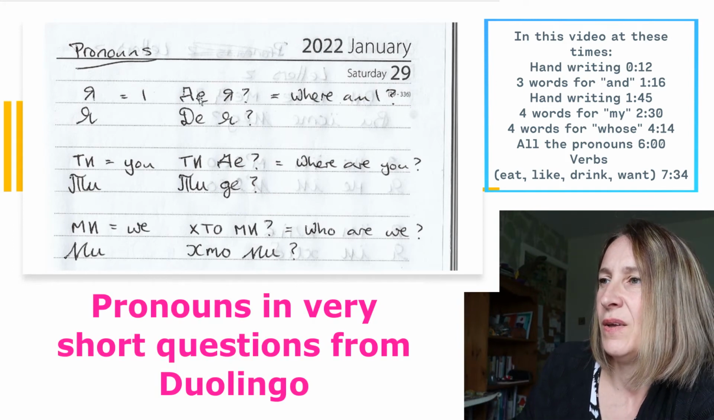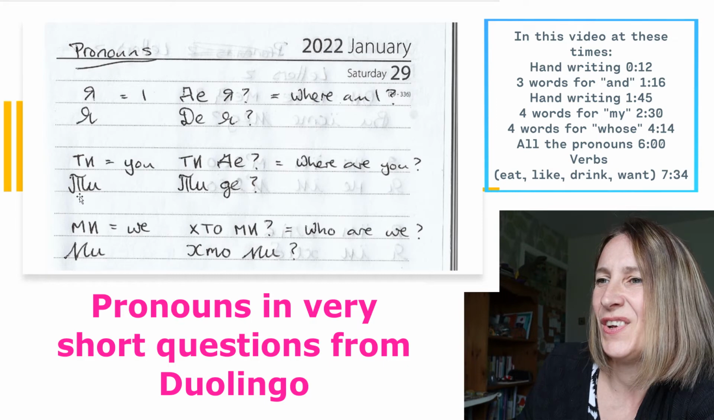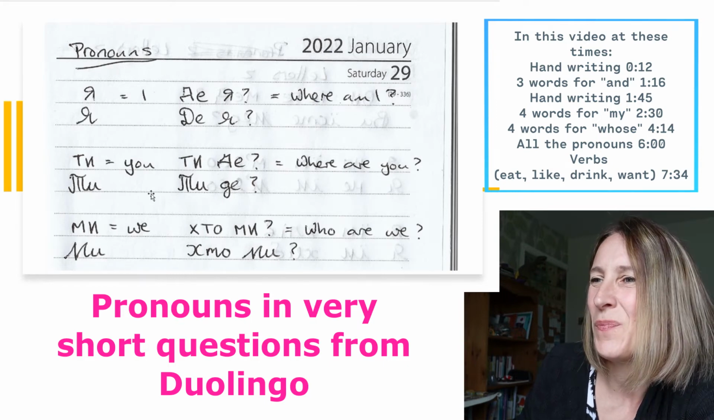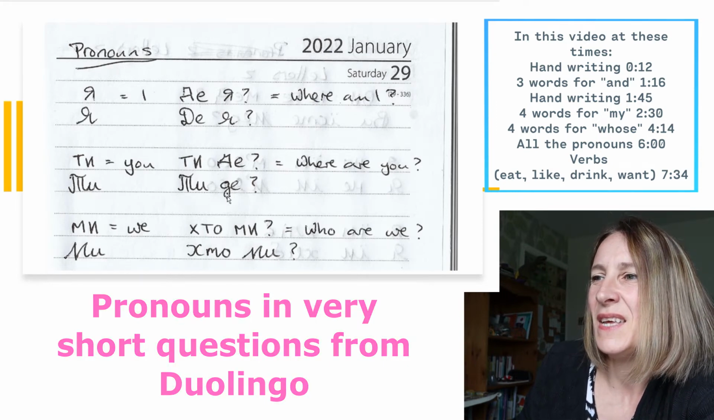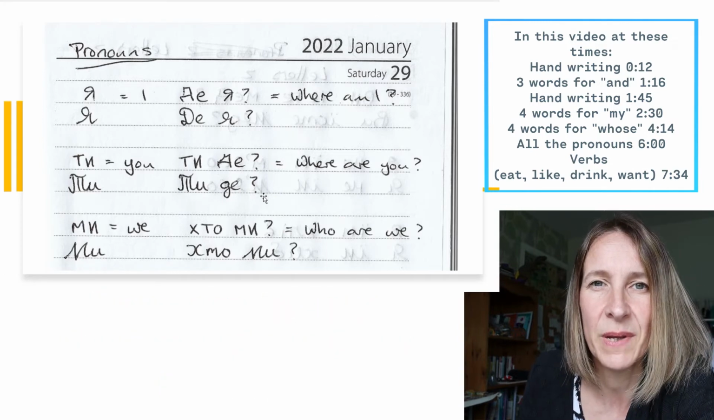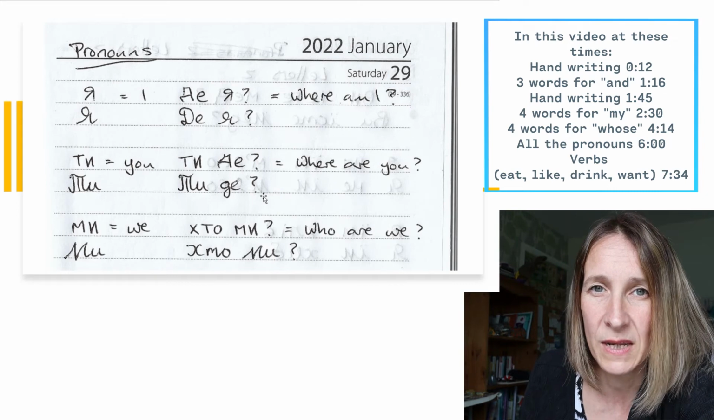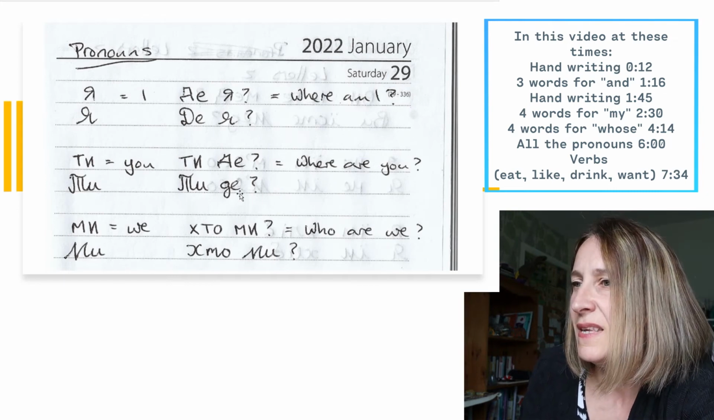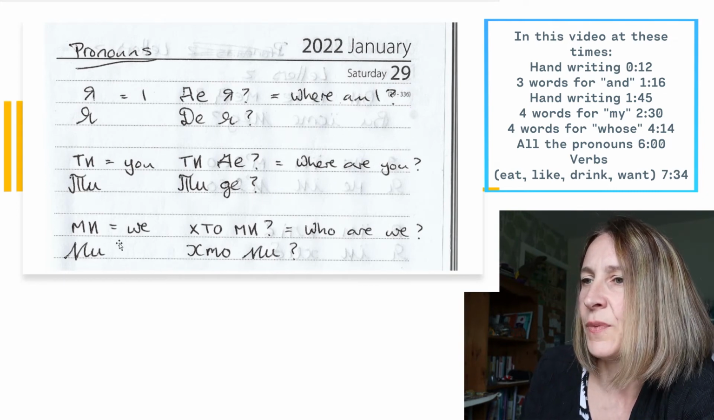Ya is I. De ya, where am I? Ti, you. Look at that capital T, isn't it beautiful? Ti. Ti, de. So I'm thinking, all right, these are two examples I've been given on Duolingo. Looks like word order is fairly flexible. Ti, de, where are you?